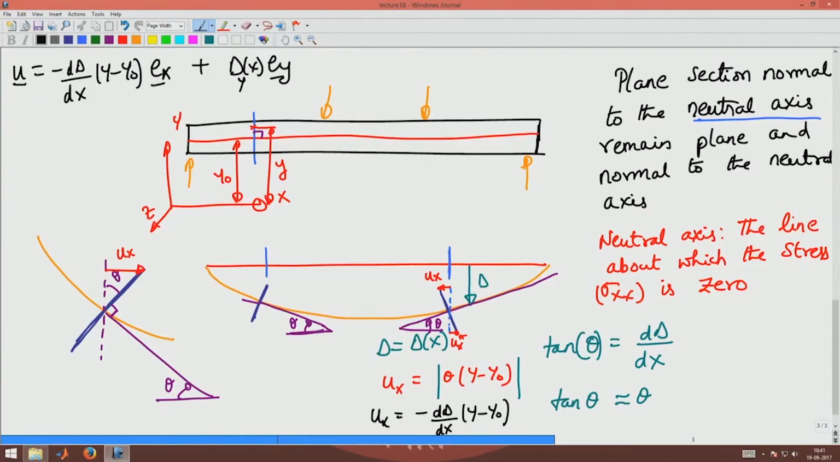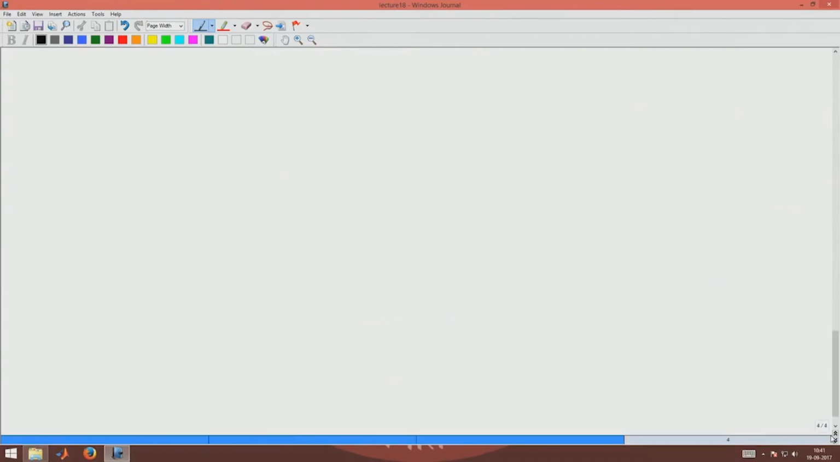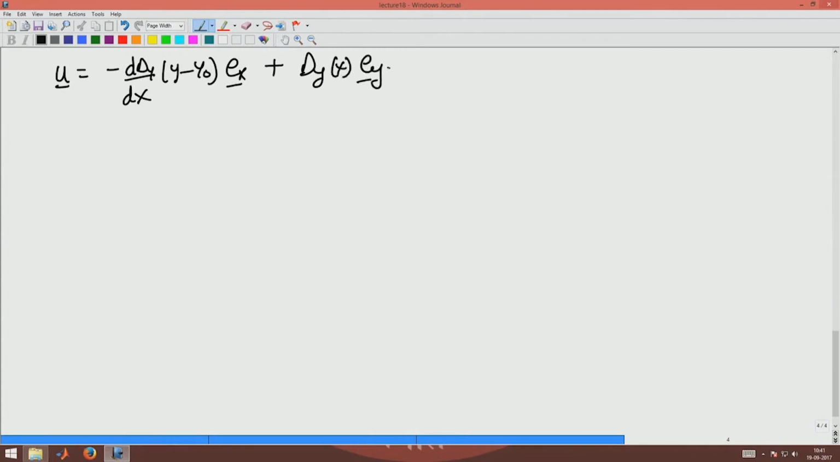Now let us proceed. We have assumed a displacement field u to be minus d delta y by dx times (y minus y naught) Ex plus delta of y as a function of x Ey. Now I want to compute the gradient of u, so that I can compute the strain.